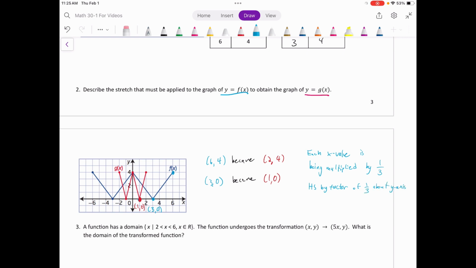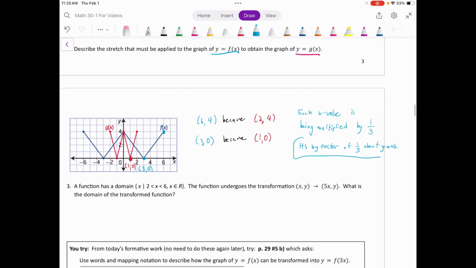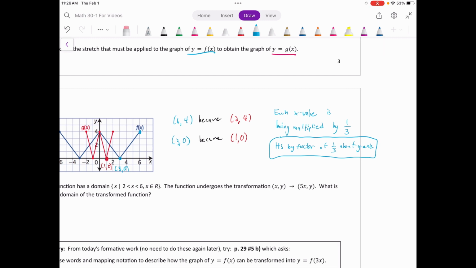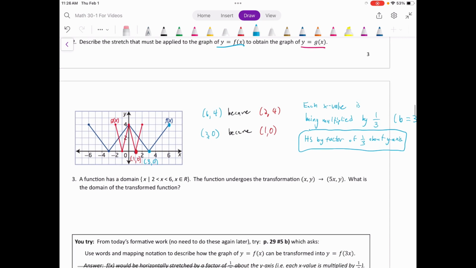Okay, what does that mean B is? So this is our answer, because they asked us what stretch must be applied, right? But we could think a little bit more, because it can be a little bit tricky. If the horizontal stretch is 1/3, what was B? B was 3, right? The parameter B that tells us about the horizontal stretch must be 3.